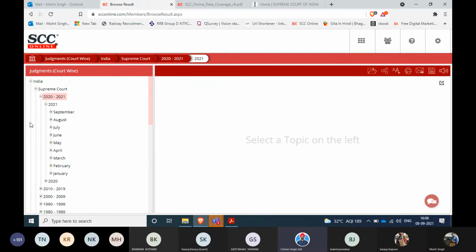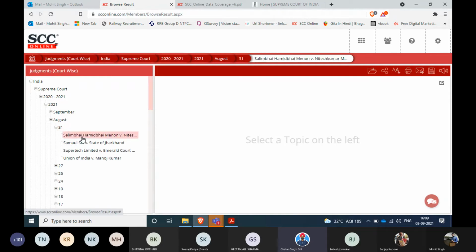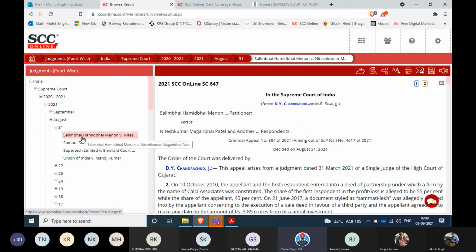Over here, you can see there are different courts. Mohit has clicked on Supreme Court. Then he got an option of different decades. He chose this current one, that is 2020, 2021. And then he has a list of various months. Mohit, could you please click on one of the months? Mohit is choosing the month of August. The entire month of August is here. He clicked on 31st of August. Whatever judgments were published or decided on 31st of August are available over here.